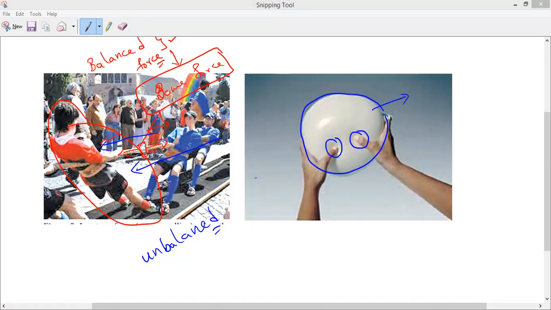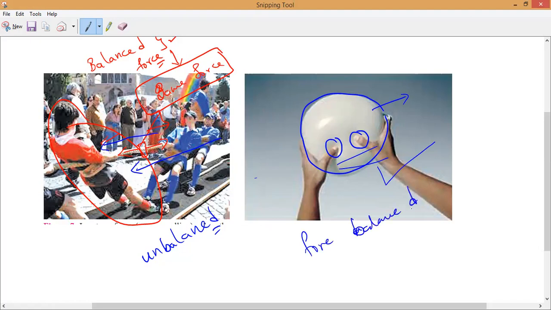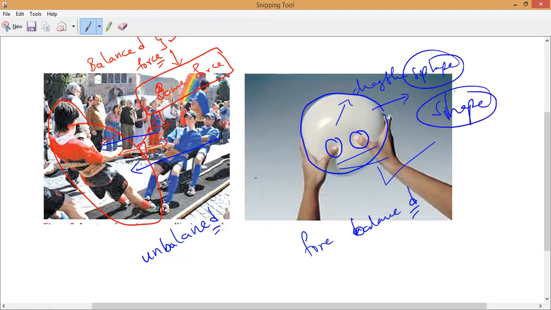Very good. So even though the forces are balanced, it is possible to change what, guys? It is possible to change the shape. Forces are still balanced. Clear, everyone? Balanced forces can change the shape of the body, but only for very few objects, and still balanced forces are acting on it. Is it okay, guys?